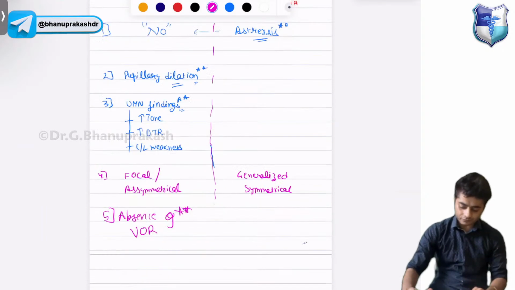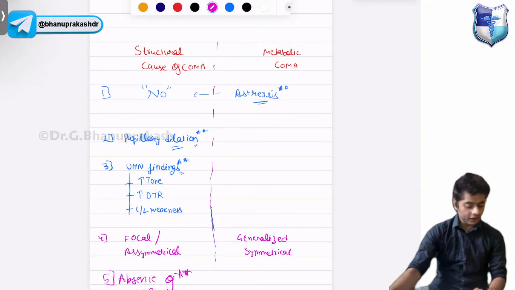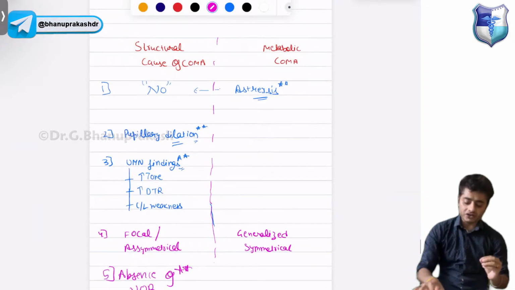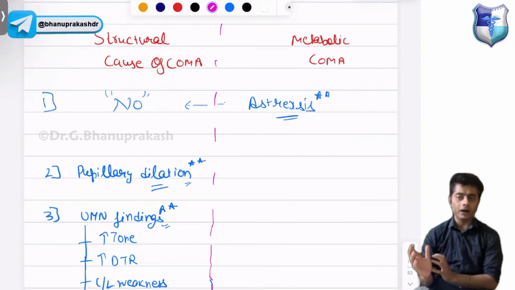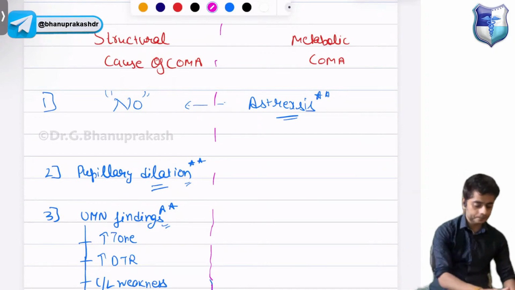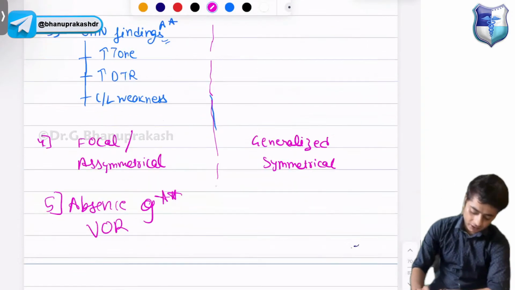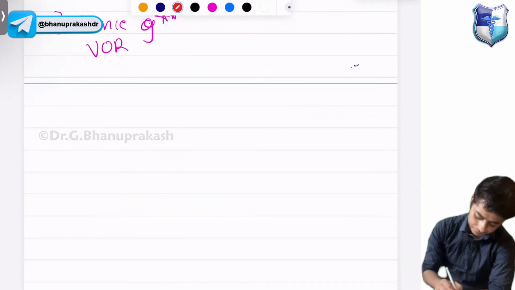Anyone having any doubt here? Just tell me. Has everyone understood up to here? Can you now differentiate between structural causes of coma and metabolic causes of coma on the basis of examination? Shall we go further? Just give me a thumbs up if everyone has understood so far. Shall we move further, beta? Just tell me in the comment section.